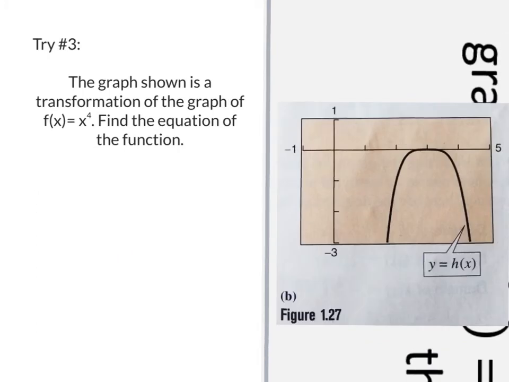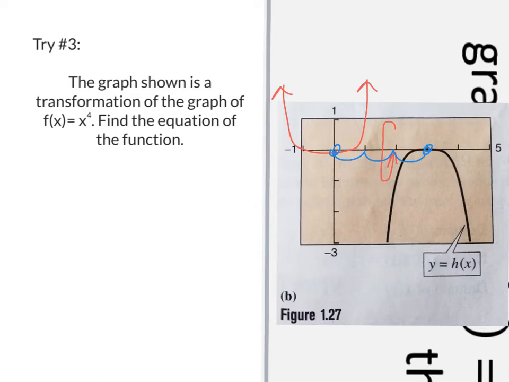In our try 3, again, remember the parent function f of x equals x to the 4th would have been kind of like a flattened function right here. And then let's just describe what happened. Well, first of all, it flipped again in the x-axis, so that makes that part negative. And then not only that, but its vertex shifted to the right 1, 2, 3 units.